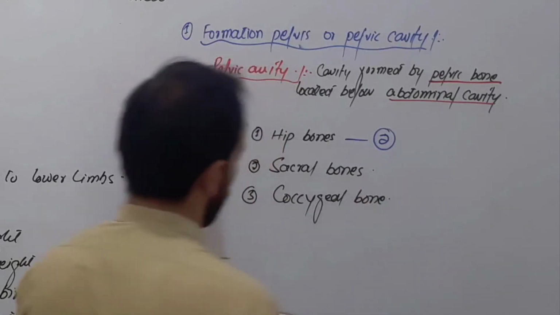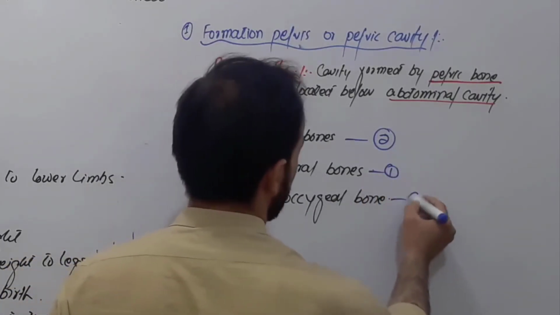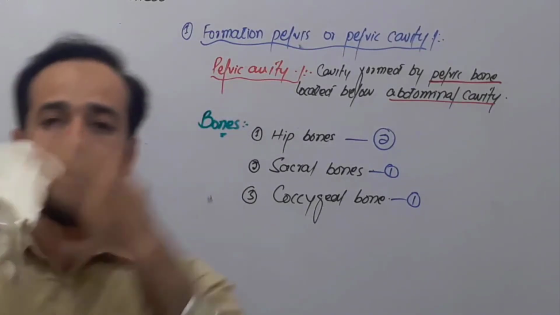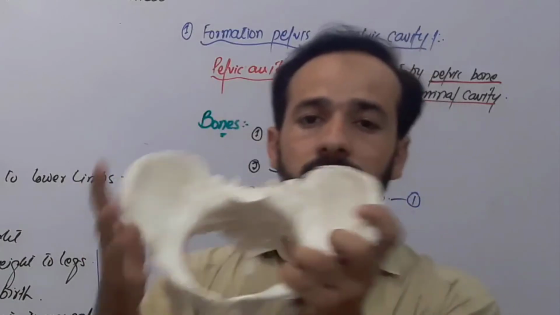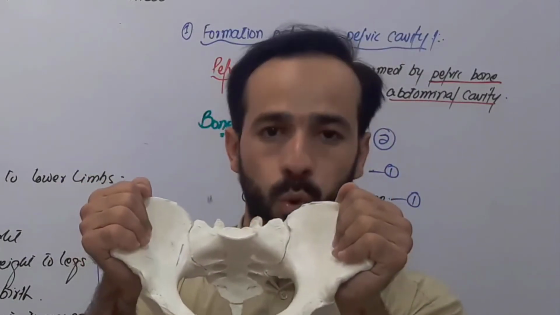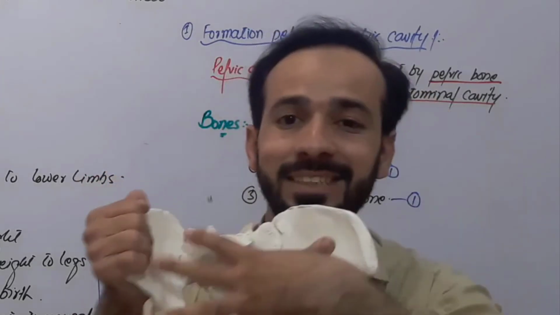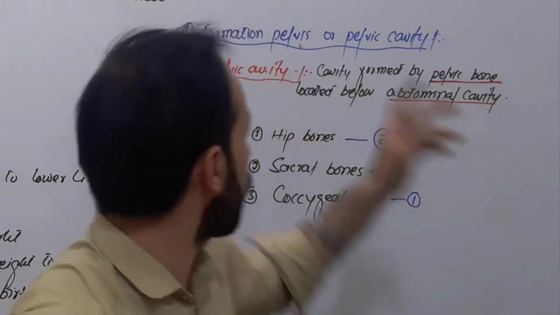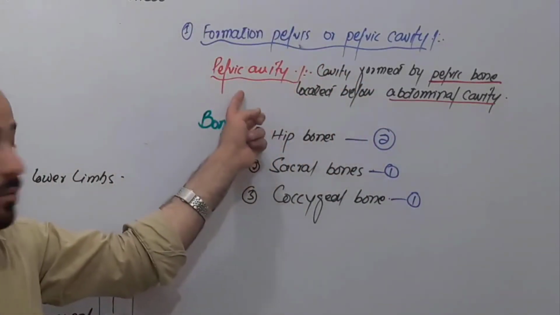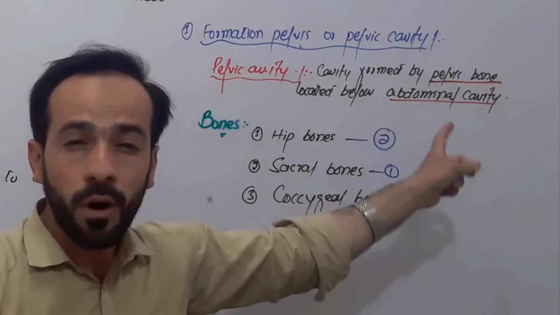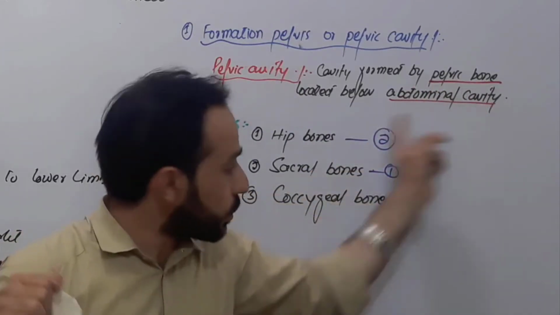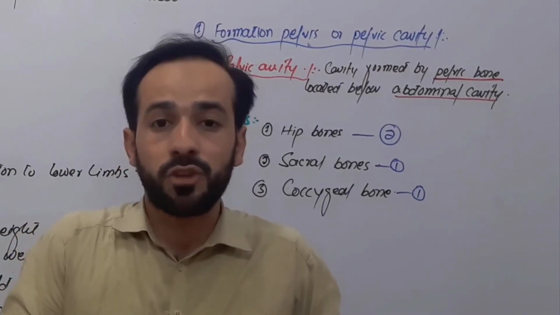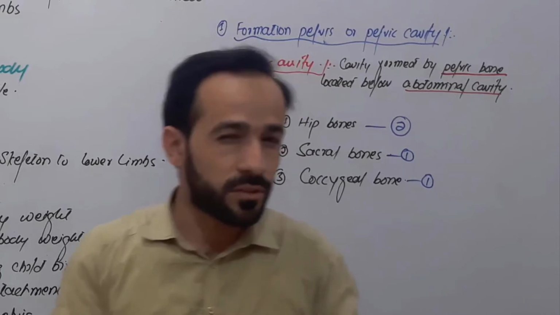And then how many sacral bones? 1. And how many coccygeal bones? 1. Now look carefully. This is your pelvic cavity, or your pelvis, and I'm holding in my hand the pelvic bones, right? These bones make a cavity, and this cavity is called the pelvic cavity or the pelvis. So I have written here, what is pelvic cavity? The cavity formed by pelvic bones, which is located below your abdominal cavity, as it is located here. So above the pelvic cavity is your abdominal cavity, and below the abdominal cavity there is your pelvic cavity.